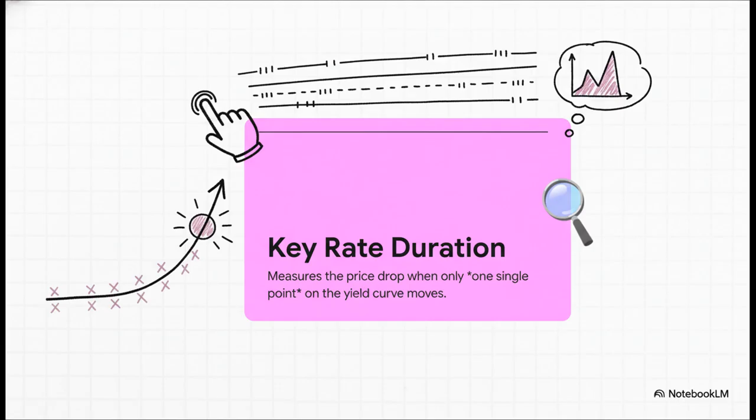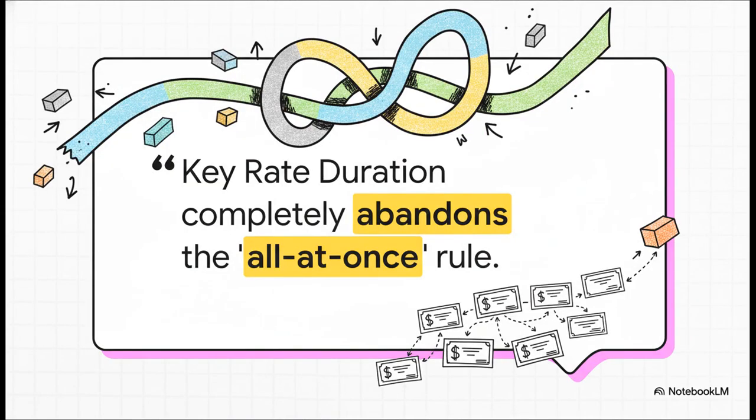We call it a key rate, maybe the 5-year rate, and we measure the price impact if only that one rate moves, while every other point on the curve stays completely frozen in place. A great way to put it is that key rate duration completely abandons the all-at-once rule. We are officially throwing out that whole idea of a parallel shift. We're not treating the curve like a solid block of wood anymore. We're now seeing it for what it really is, something that's flexible, something that can bend and twist and change its shape.